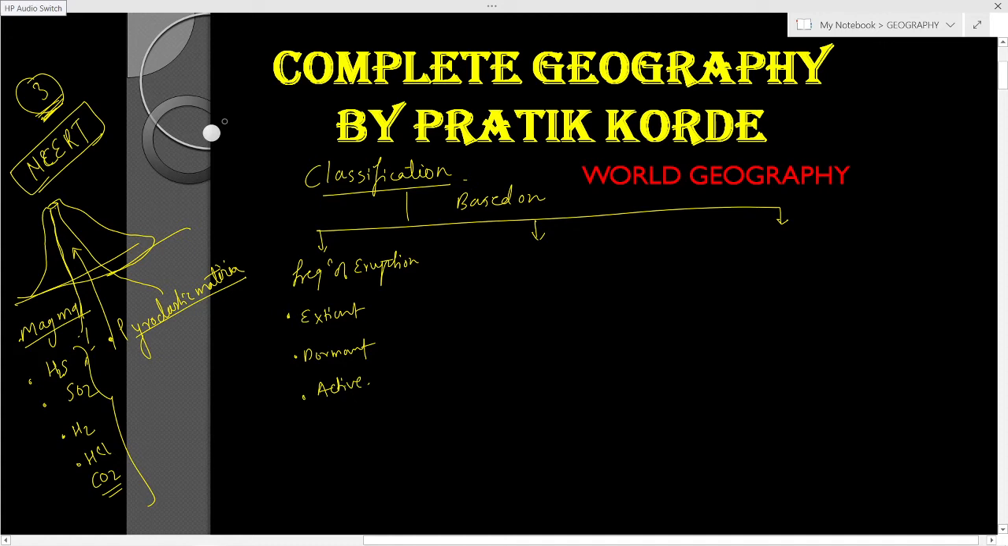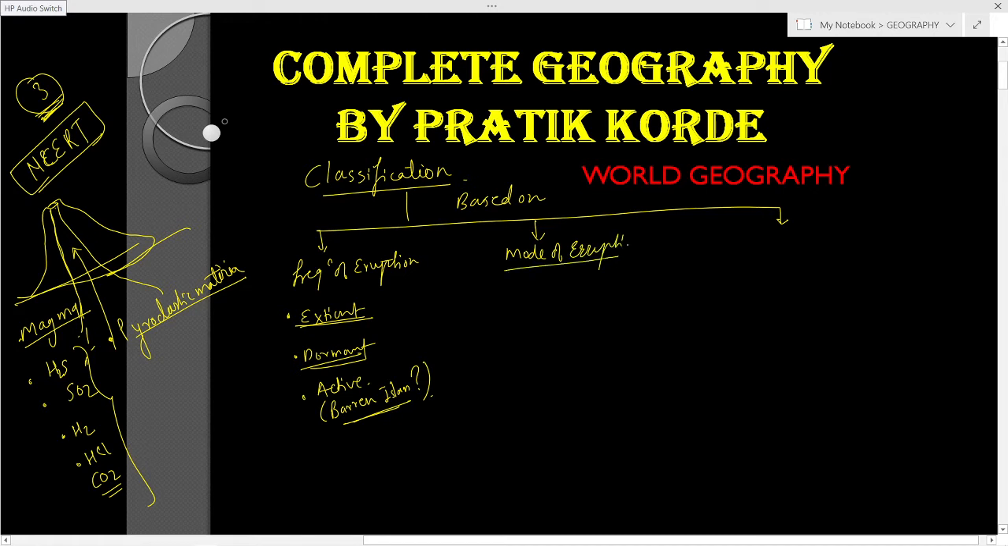Active one erupts frequently or has erupted recently. For example, Barren Island. Where is this Barren Island volcano? Search about it. The second is dormant volcano, which is basically not engaged in recent activities, and extinct is where it has not erupted in human history. So that comes under extinct volcano.